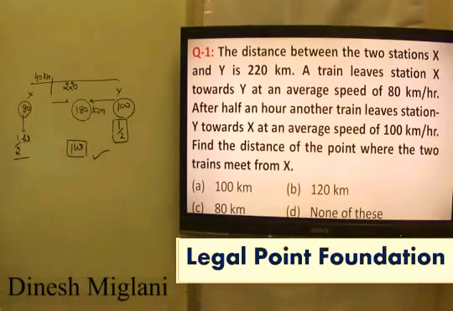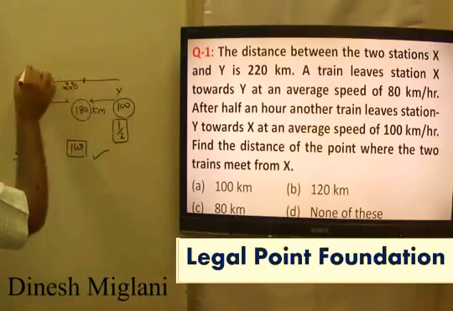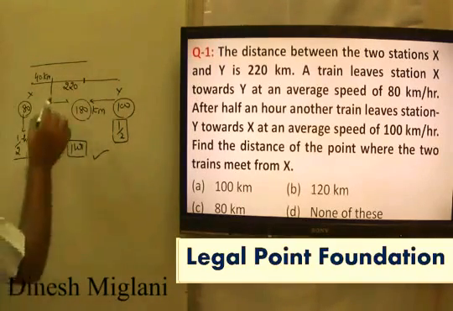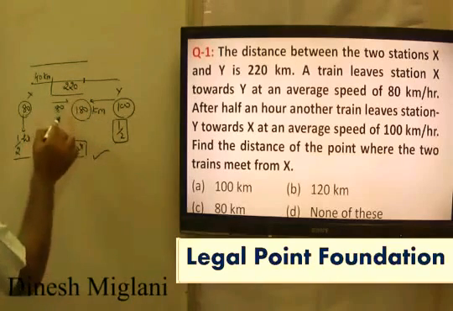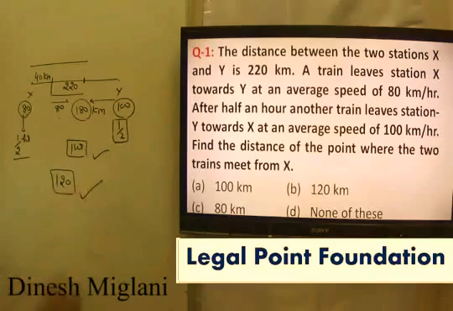Now the question here is, find the distance from X of the point where the two trains meet. Let us say they meet at this point. I have to find this distance. This is equal to 40, and in 1 hour that train goes up to 80. It means 80 plus 40. My answer is 120. So the point where they meet is at a distance of 120 km from X. That becomes my answer.